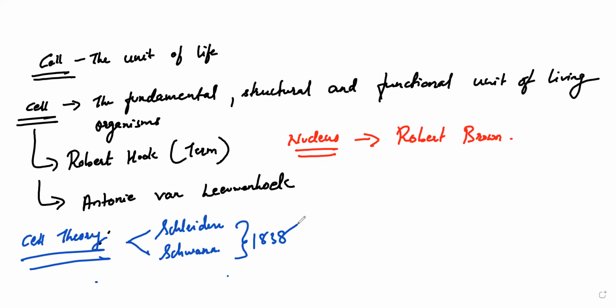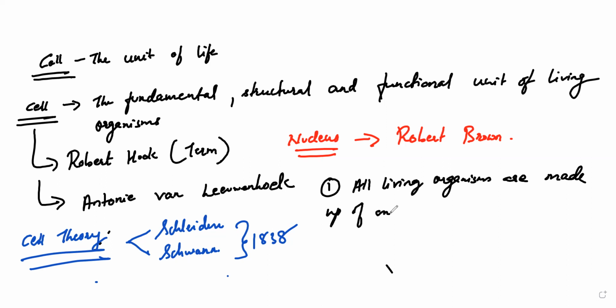Very important. So cell theory means nothing but, first of all, it says that all the cells are made up of one or more cells. Like for example, we say unicellular, multicellular. So that is the first point in this theory, that is all living organisms are made up of one or more cells.